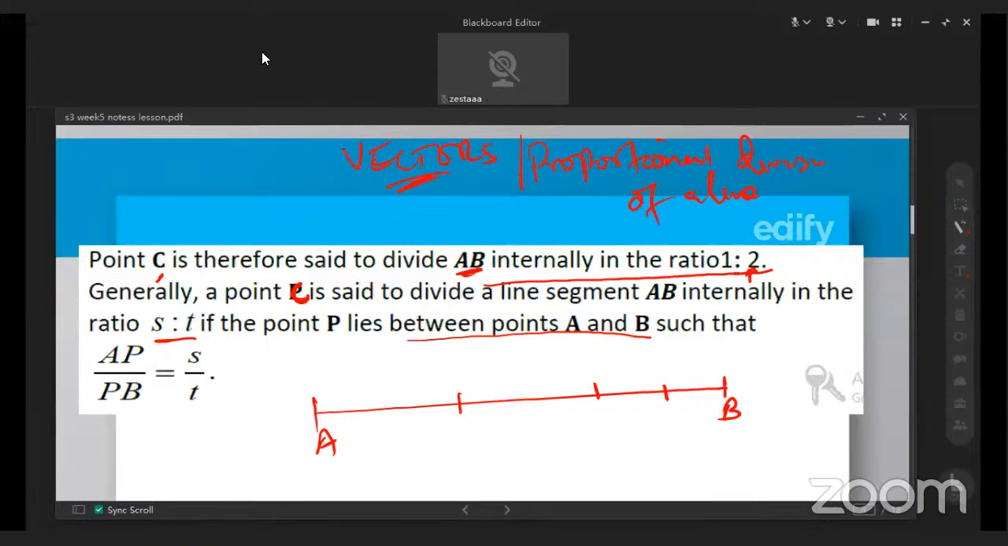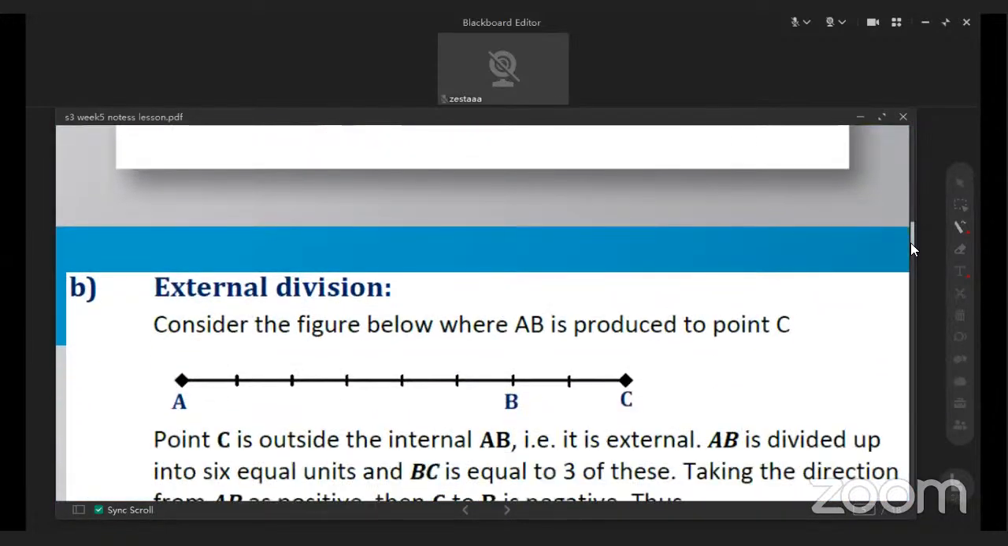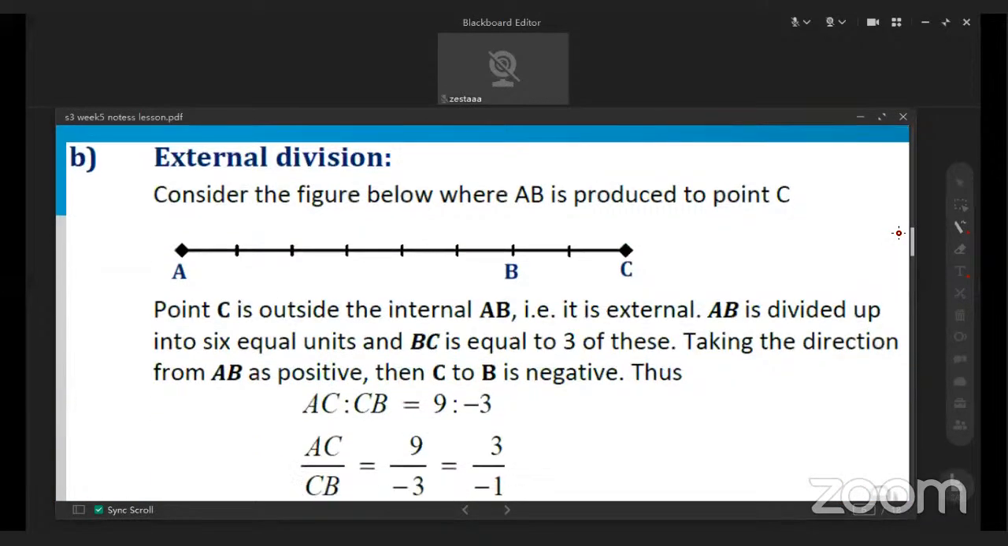Okay, so that's what we mean by that. Then moving on, the second part we are looking at is the external division of a line. When do we say that a line is divided externally? It is usually the opposite of internal. With external, it means the point is outside the line.